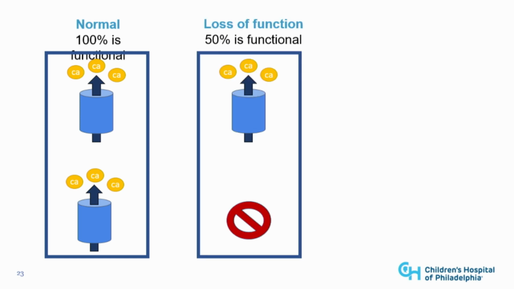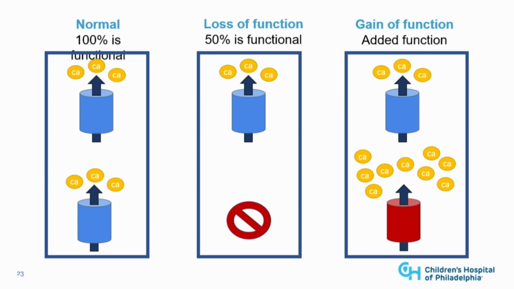Loss of function is where you lose about half of that. So you only have about 50% of the normal functional activity of your CACNA1A channel. So you might be just missing one whole copy from a parent, or it's just not working at all.